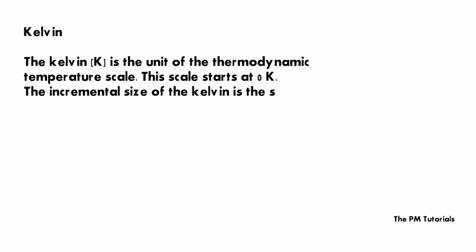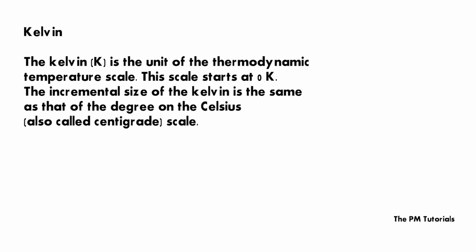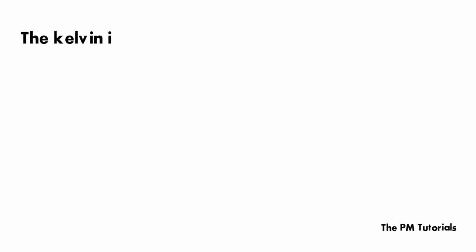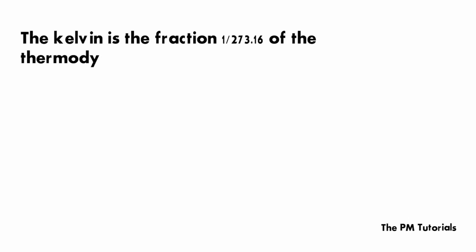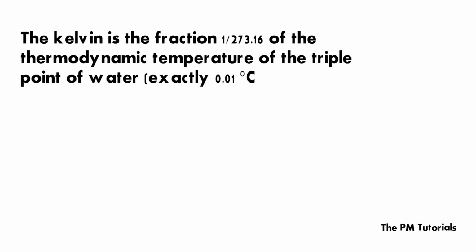The Kelvin is the unit of the thermodynamic temperature scale. This scale starts at 0 Kelvin, and the incremental size of the Kelvin is the same as that of a degree Celsius. Celsius is also known as the centigrade scale. And the Kelvin is a fraction of 1 over 273.16 of the thermodynamic temperature of the triple point of water, which is exactly at 0.01 degree centigrade and 32.018 degree Fahrenheit.